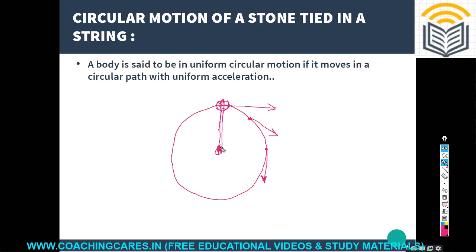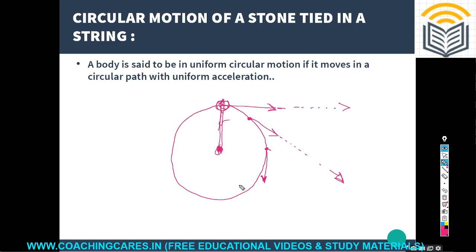And if suppose this person leaves this string, then in which direction will this stone go away? In the direction of the velocity. Suppose this boy leaves the stone here at this point, so this stone will be thrown in the direction of the velocity at that instant, it will go in this way.